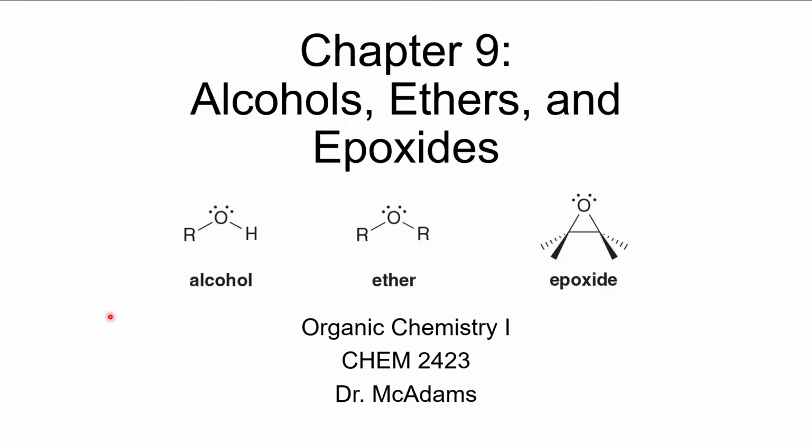All right. Well, Chapter 9 is all about alcohols, ethers, and epoxides. There is a small section in here about thiols and sulfides and disulfides. However, we're going to be primarily looking at the alcohols, ethers, and epoxides, these oxygen-containing compounds. So first, we're going to start with a few definitions.